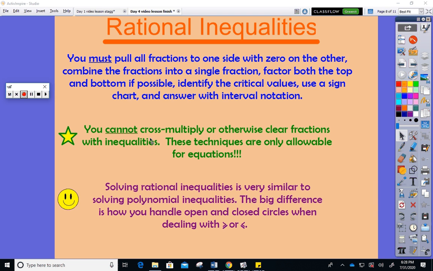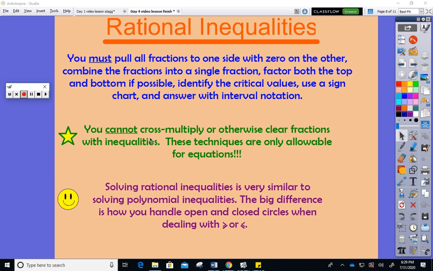Now, the first step, in blue: you must pull all your fractions to one side with 0 on the other. You've got to combine multiple fractions into a single fraction. You want to then try to factor the top and the bottom of the fraction if it's possible, identify the critical values, use a sign chart, and answer with intervals. Here's what you want to do.